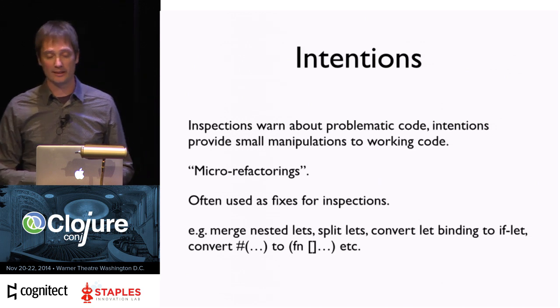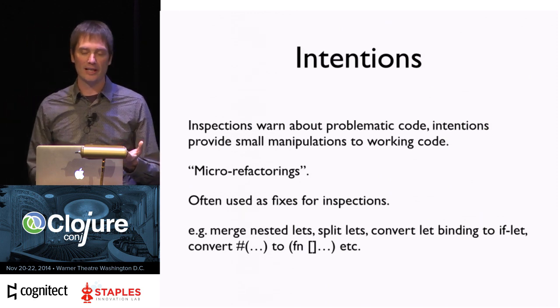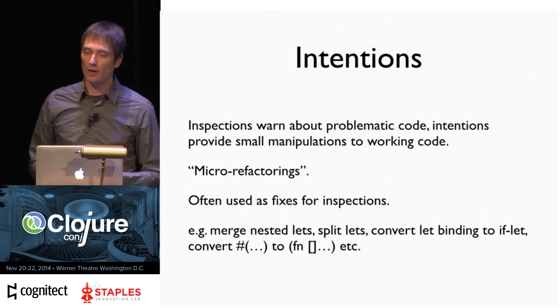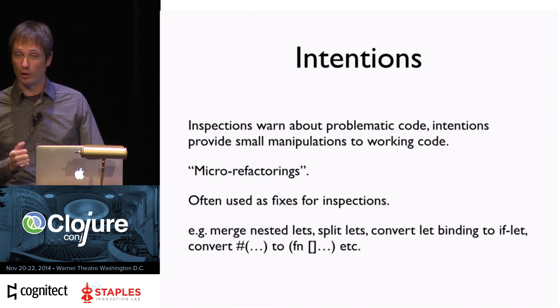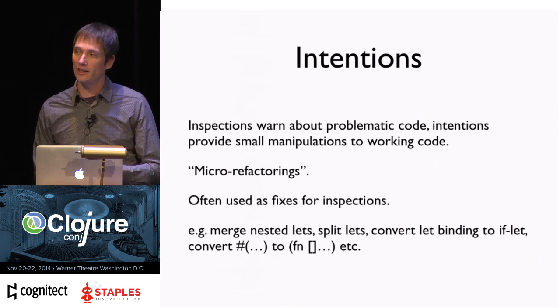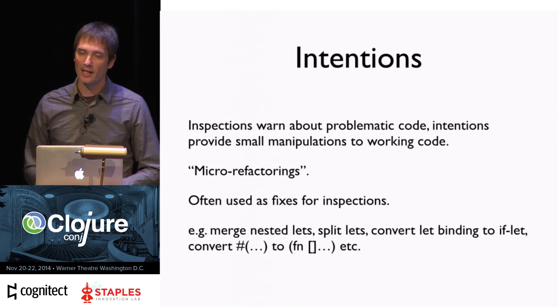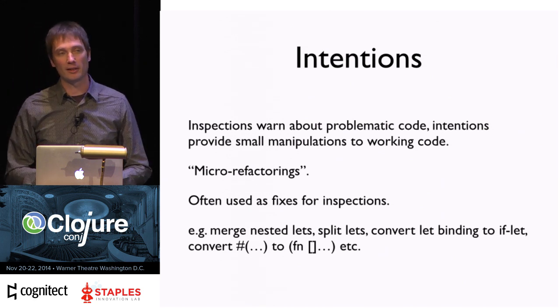IntelliJ will prompt you if you're at a point where you could apply one of these things, and you can just automatically accept it. So things you might want to do in Clojure, for example, if you're refactoring a piece of code and you end up with one let block inside another, you could merge those together. If you have a really long let block, you might want to split it for some reason. If you have a long let block and you realize suddenly that a variable in the middle you want to use if-let or when-let, you might be able to just split that out. Converting a function literal to an fn form, something like that.